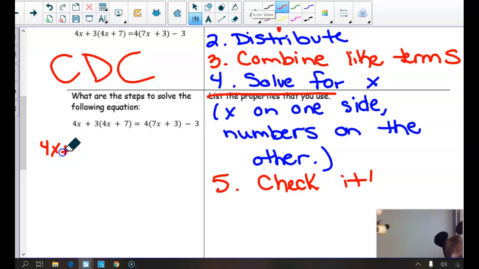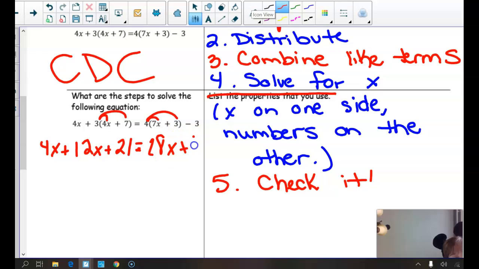Let's go ahead and distribute that, because on this side we're all addition. Plus 21 equals, you gotta have fun while you're working, right? And you know I do. 28x plus 12 plus a negative 3. All right, so we got our C and D taken care of. Now we need our last C. We need to combine like terms, and then we'll solve for x.